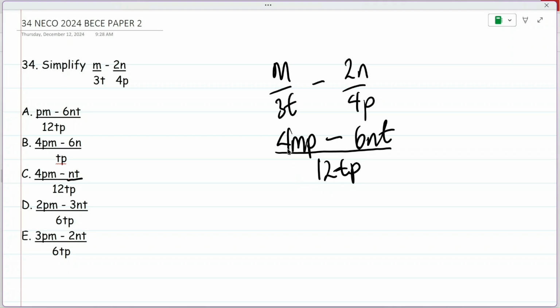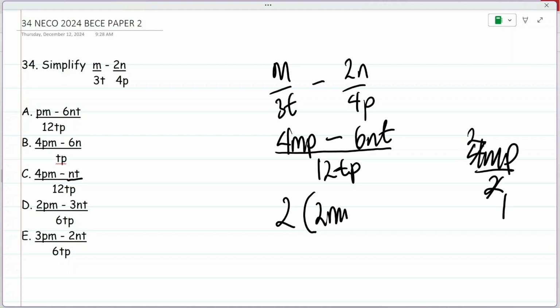Now, looking at this, you have 4 and you have 6. In both 4 and 6, you have 2. That means you can factorize. They don't have any other thing in common than 2. So you bring out 2. You open a bracket, 4mp divided by 2. 2 in 2, 1. 2 in 4, 2. You'll be left with 2mp.